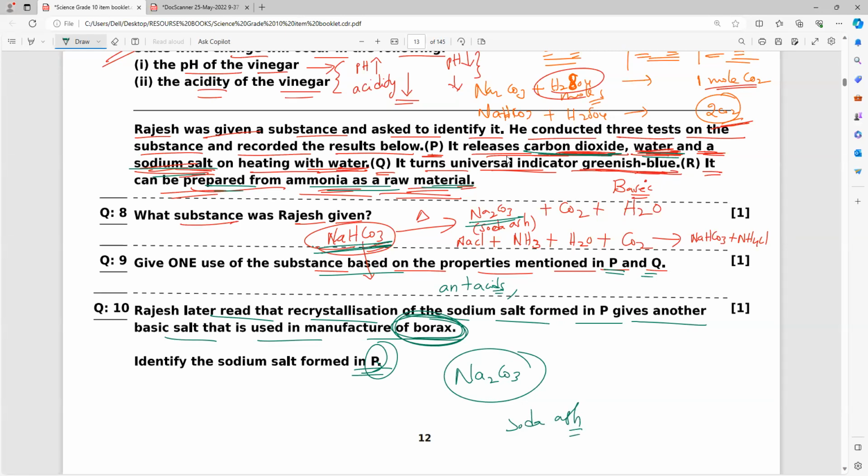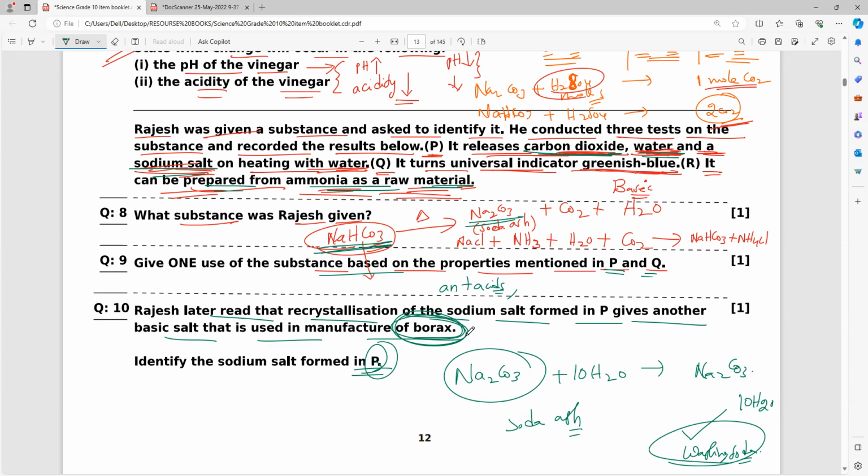This sodium carbonate, if you add water, what will happen? We get Na2CO3·10H2O. What is the name of this one? Washing soda. That is what you have to remember. See how the questions will be twisted; they'll make everything tricky. Rajesh later read that recrystallization of the sodium salt formed in P gives another basic salt. That is only washing soda, used in manufacturing of borax.